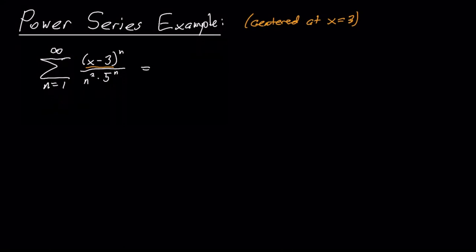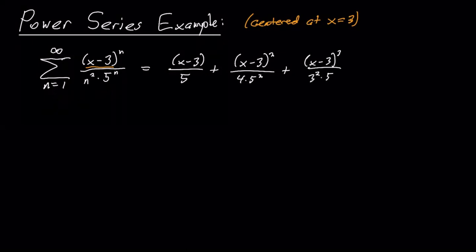So if we plug in 1, we get x minus 3 to the first power over 1 times 5. X minus 3 squared over 4 times 5 squared. It doesn't really matter what number that is. It's 100, but it doesn't matter. X minus 3 cubed is the next term over 3 squared times 5 cubed, and so on, right?